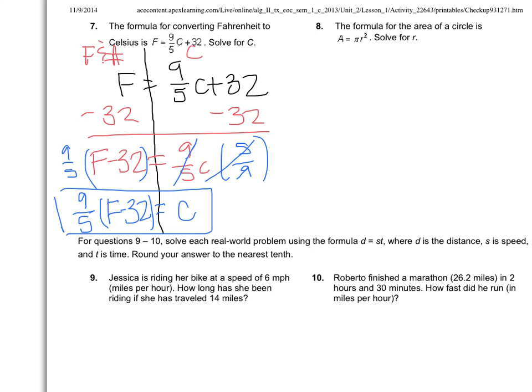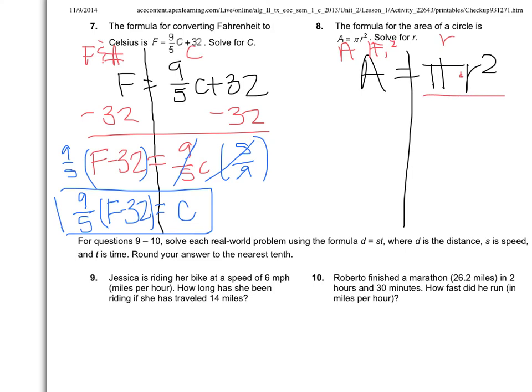So number 8, the formula for the area of a circle is area equals pi r squared. We're supposed to solve for r. So area equals pi r squared. So I need to get my r on one side. That means I want my area and my pi and something about that squared to be on the other side. So to get rid of pi, well, pi and r are right next to each other, so they're multiplied. So I'm going to divide both sides by pi. So I get that the area divided by pi equals r squared.